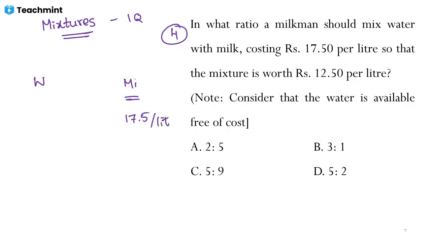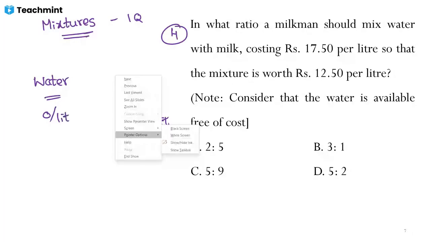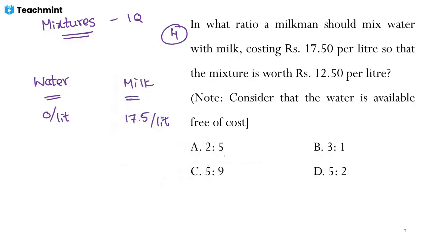Milk cost is 17.5 per liter. Water cost, if not mentioned, is free, so we have to consider 0 rupees. Water is available free of cost, so water cost is 0 per liter. Milk cost is 17.5 per liter. Mixture cost is 12.5 per liter.